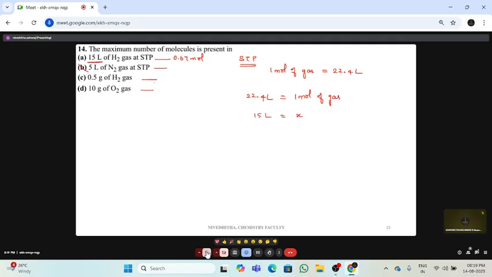And in option C, the given mass is 0.5. 0.5 divided by molar mass of hydrogen, which is 2. So it will be definitely lesser than option A, right? And here it is 10 gram. 10 gram divided by 32 gram per mole. So what will be the answer? Definitely option A. That's it. You're getting my point? It is not option C, it is option A.